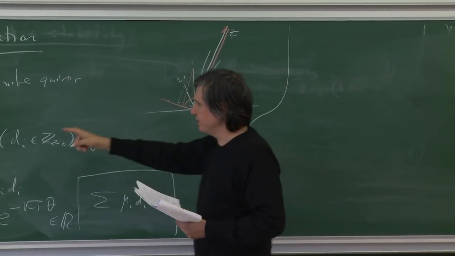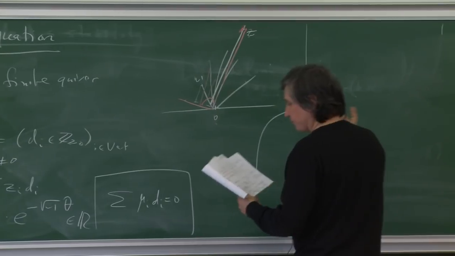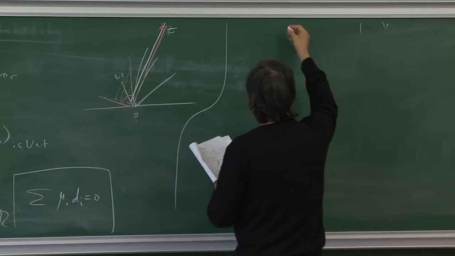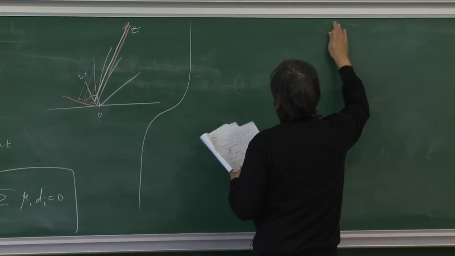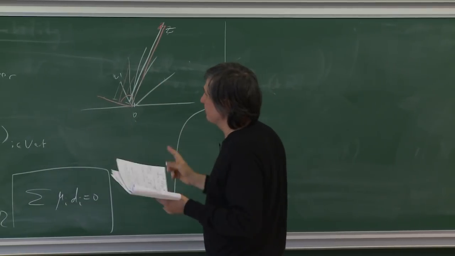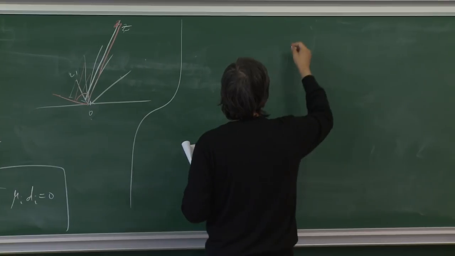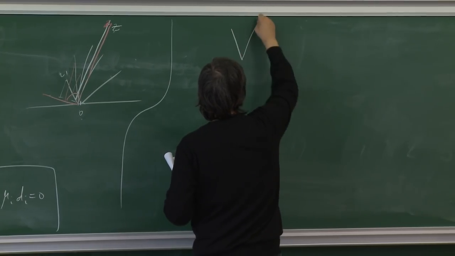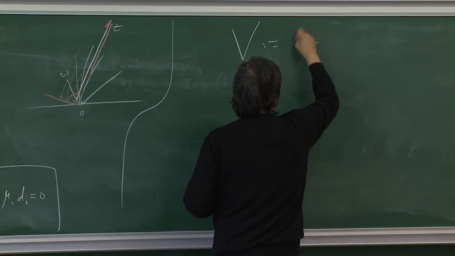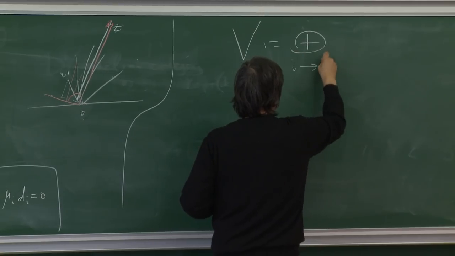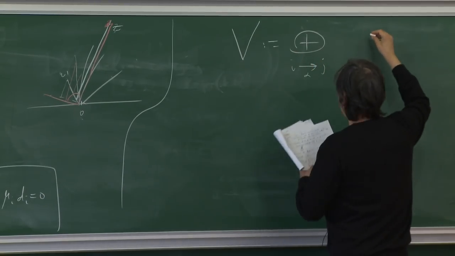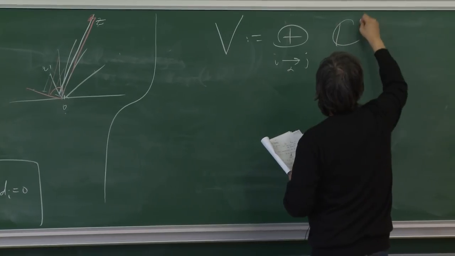And how can one think about representations of quivers up to isomorphism of a given dimension vector? I mean, first, if one has a representation, one can choose a basis in each vector space, and then the representation of the quiver will be just a bunch of matrices. Denoted by V, it will be the direct sum over all arrows of my quiver of C to the power d_i d_j.